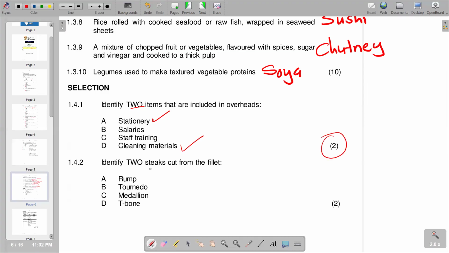Then identify 2 steaks cut from the fillet. We also try to identify those. So you see that we have the tornedo, which is B, and also we have medallion, which is C. So basically, these are the two that we have again. We identified 2 again with 2 marks. So this is the part that we have. These are the questions that we have up to our question 1.4.